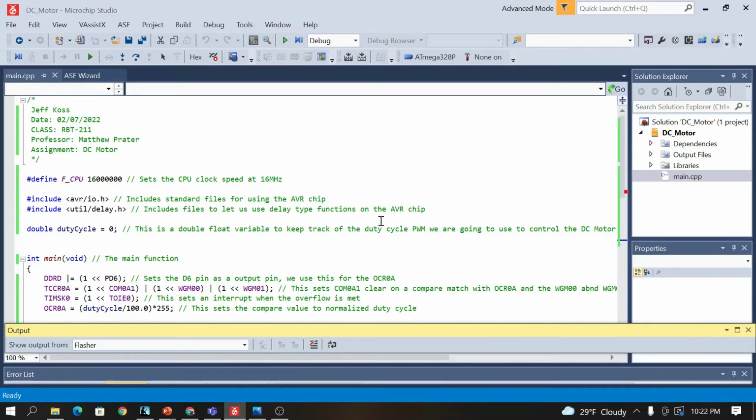Hey everybody, my name is Jeff Koss, and this is my presentation for a project that I had to do in a robotics class at the University of Advancing Technology. Robotics 211 is the name of the class, and the project was to write code and implement it to control a DC motor.